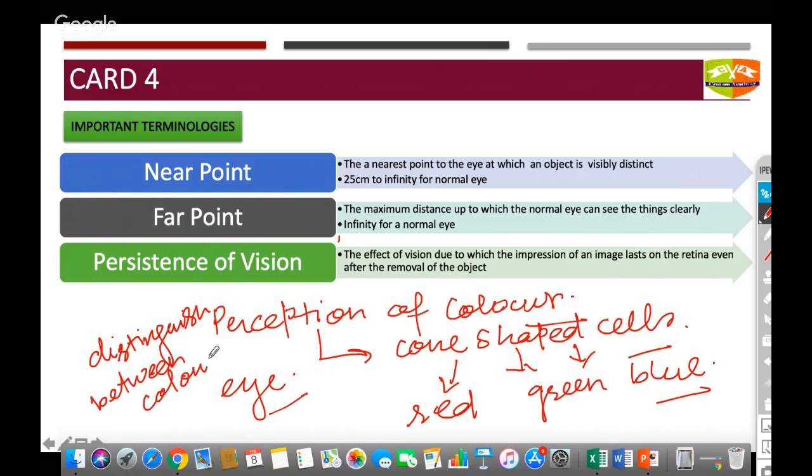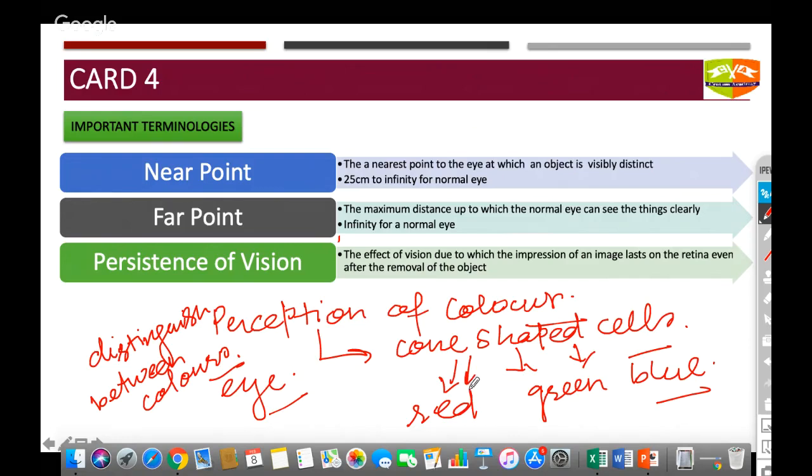Now there are several people who can't distinguish between different colors. They are called color blind people. So what is the reason behind color blindness? The reason behind color blindness is absence of any one of these cone shaped cells, or absence of all of the cells. So if any of these cone shaped cells are absent in any particular human being, he will not be able to properly distinguish between different colors.